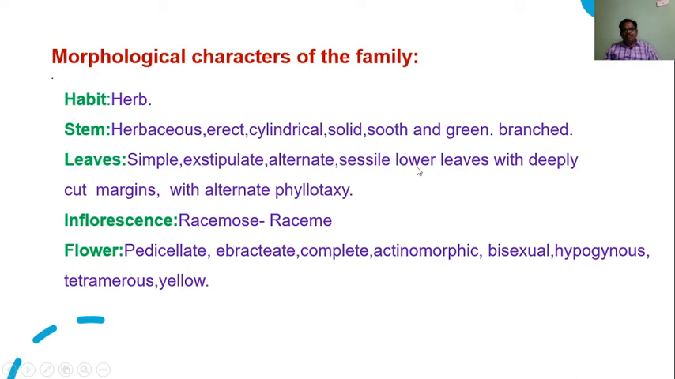Then non-petiolate, we can say sessile. Then lower leaves with deeply cut margin, that is cut margin or serrate margin is found there, with alternate type of phyllotaxy. At one point there is the formation of one leaf, so it is known as phyllotaxy.